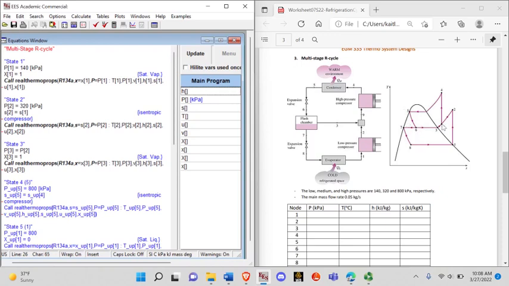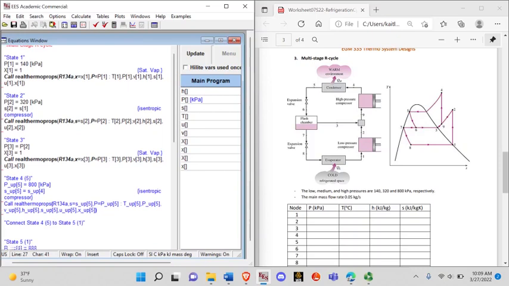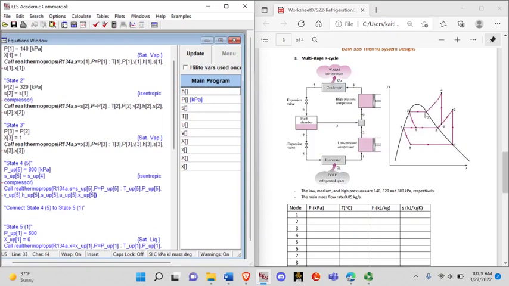Now we have 5 to 6, 6 to 3, 3 to 9, 9 to 4. Now we just need a line to connect 4 to 5. But here we need an imaginary point, or else 4 to 5 will go like that. So I'm going to do a comment here. Connect state 4 to state 5. So we're going to call this imaginary point state 6. So we know pressure is constant, so P up.